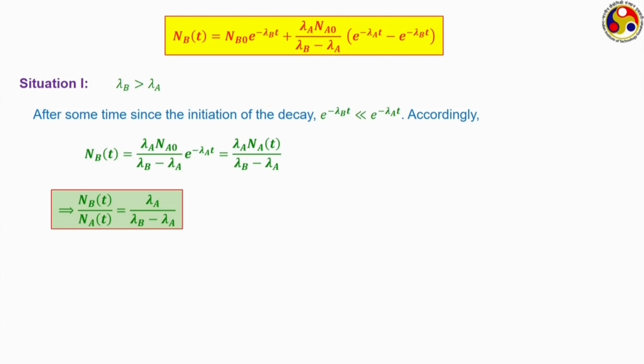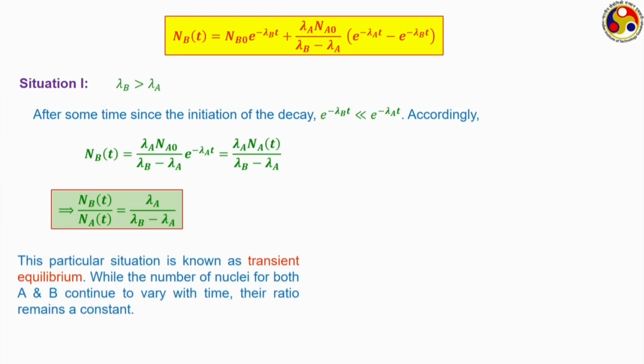Because please remember lambda A and lambda B both are unique to the elements A and B respectively, and both of them are constants for the corresponding isotopes. Therefore, this particular ratio, lambda A divided by lambda B minus lambda A, has to be a constant whose value can be evaluated if we know the magnitude of lambda A and lambda B both. And accordingly, we can conclude that the ratio of the number of nuclei of B and A after some period of this combined decay becomes a constant.